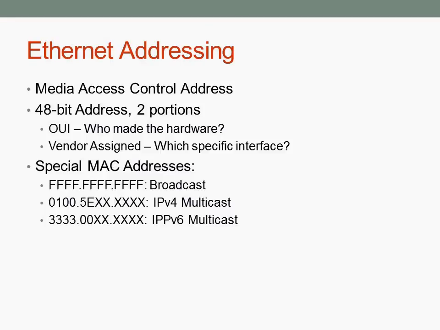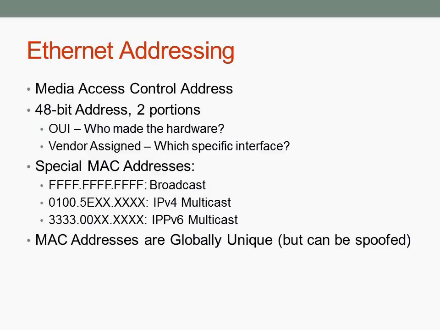There are a few special MAC addresses that you should keep in mind. If we set every single bit in the MAC address to 1s, then that's represented by all Fs in hexadecimal, and we get what's called the broadcast address. Now, an Ethernet broadcast is sent to all devices that share the same local link. There are other addresses that use IPv4 and IPv6 multicast, and you can see 01005E there for IPv4 and 333300 for IPv6. MAC addresses are ideally globally unique.